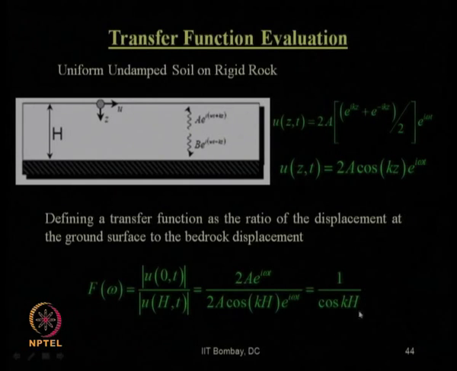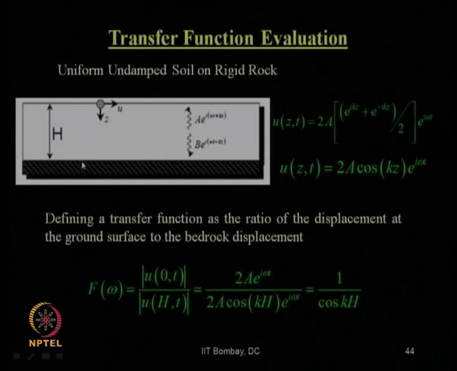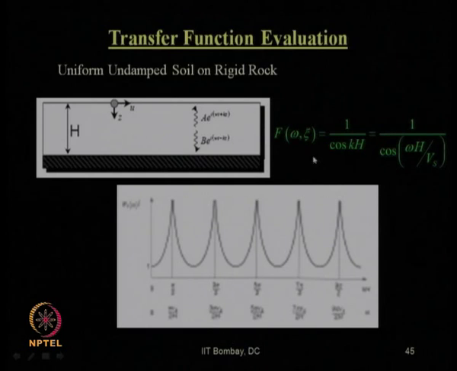Okay. That means, if your bedrock motion is known, to get the motion at ground surface, you have to use this multiplier of 1 by cosine of k h, where k is the wave number and h is the thickness of soil layer. Clear? How we are using this, but remember this is for undamped. So, we will slowly go to the real condition of damped soil also. So, how this response will look like? Let us see. This F is a function of omega and eta.